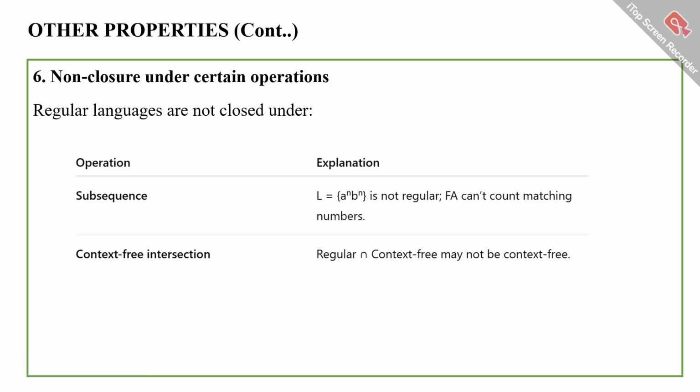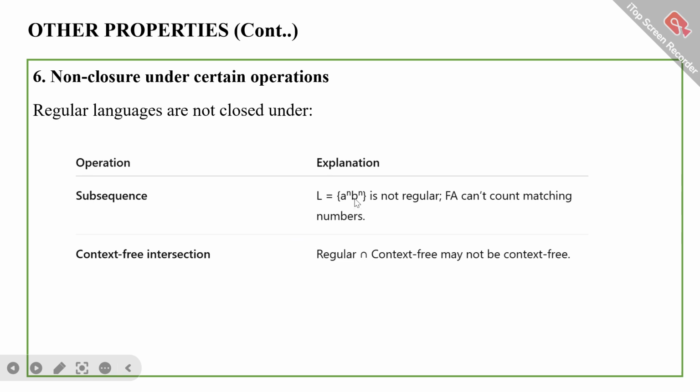So what are the non-closure properties under certain operations? It means these regular languages are not closed under subsequence operation and context-free intersection. So subsequence means, for example, if L equals a to the power n, b to the power n, it is not regular, meaning finite automata can't count matching numbers. So if it is not regular, we cannot count how many a's and b's there are. Subsequence is like a substring only. We have to delete some characters.